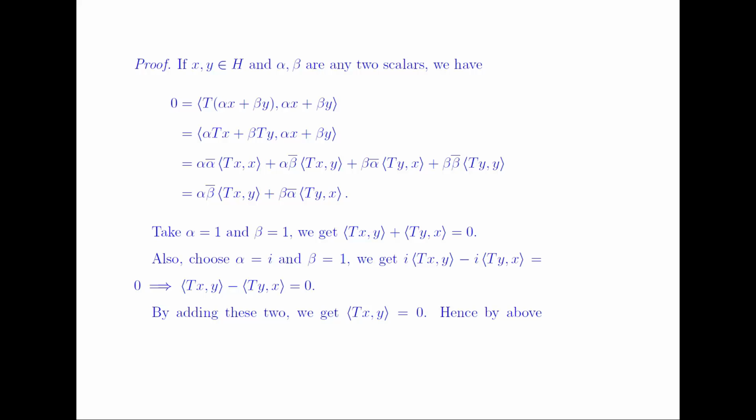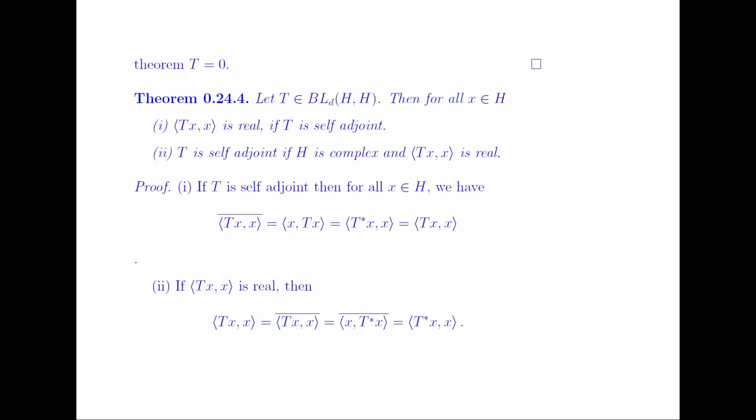Now take alpha equal to 1 and beta equal to 1. In that case, this part is equal to 0. Then choose alpha equal to iota and beta equal to 1. We found that this can be equal to iota times inner product of Tx comma y minus iota times inner product of Ty comma x equal to 0. So this minus this is equal to 0. By adding these two equations, we found that the inner product of Tx comma y is equal to 0. Now, using the previous result, if the inner product of Tx comma y is equal to 0, we have T equal to 0.